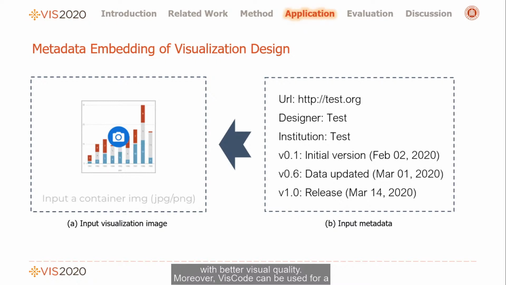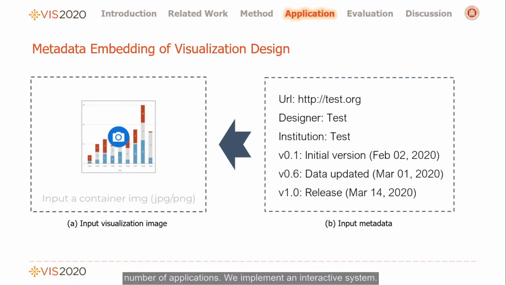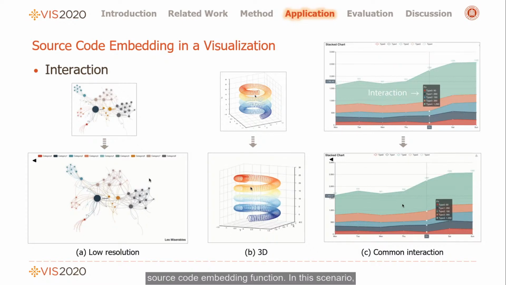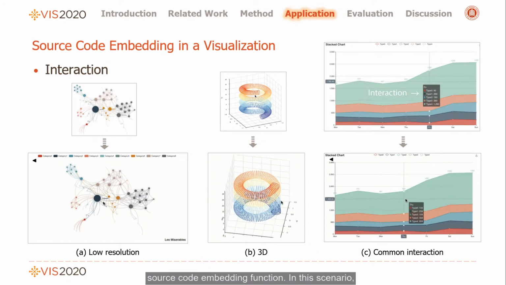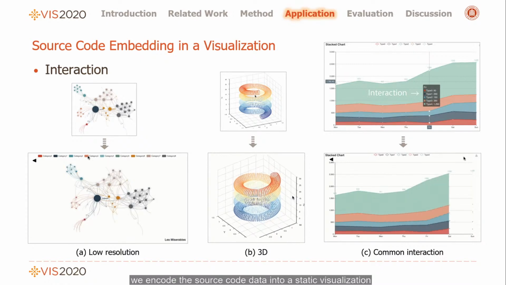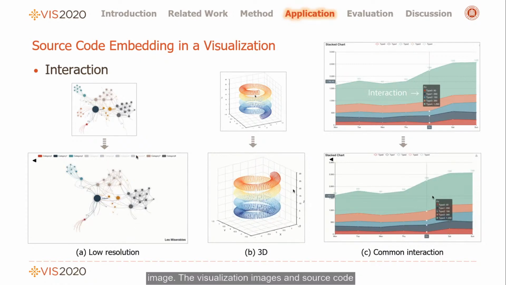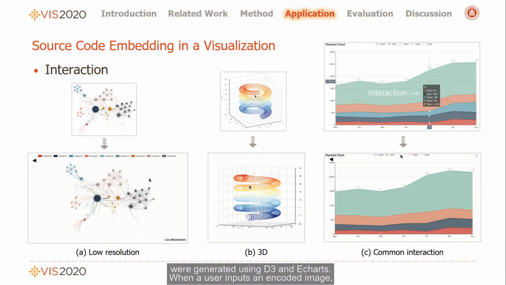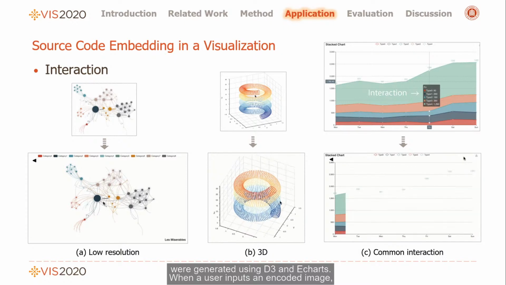Moreover, this code can be used for a number of applications. We implement an interactive system. The input metadata can be hidden in the input visualization image. This code also provides users with a robust source code embedding function. In this scenario, we encode the source code data into a static visualization image. The visualization images and source code were generated using D3 and ECharts.